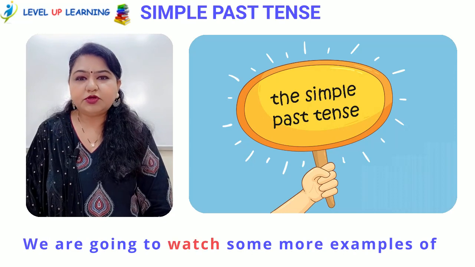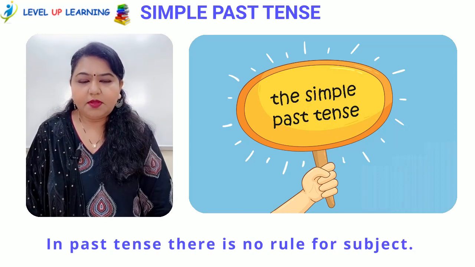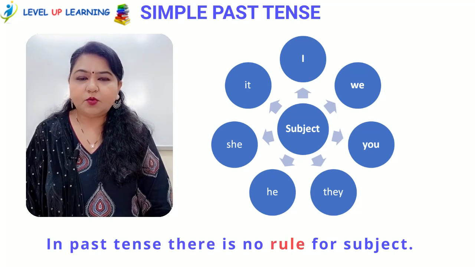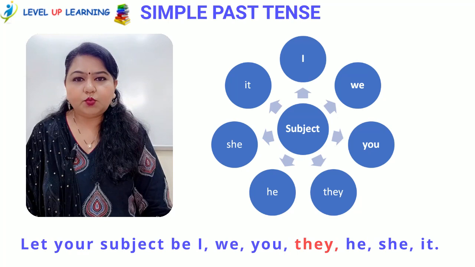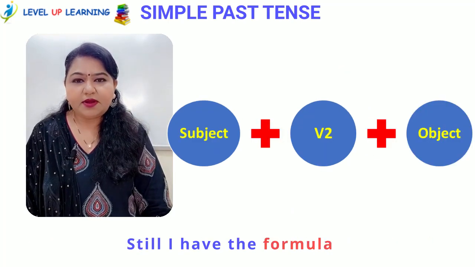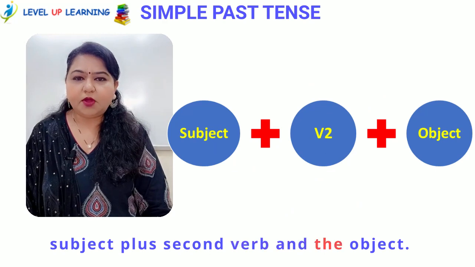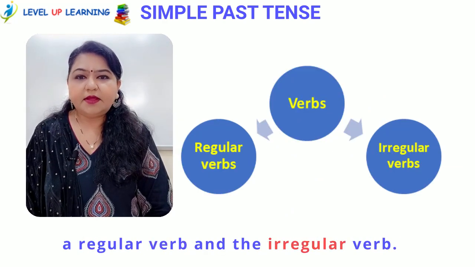We are going to watch some more examples of past tense using main verb. In past tense, there is no rule for subject. Let your subject be I, we, you, they, he, she, it. Still, I have the formula: subject plus second verb and the object. Now let us see the example with a regular verb and the irregular verb.